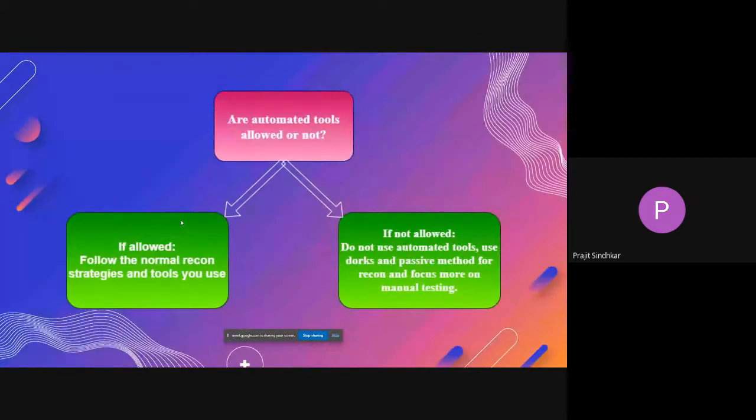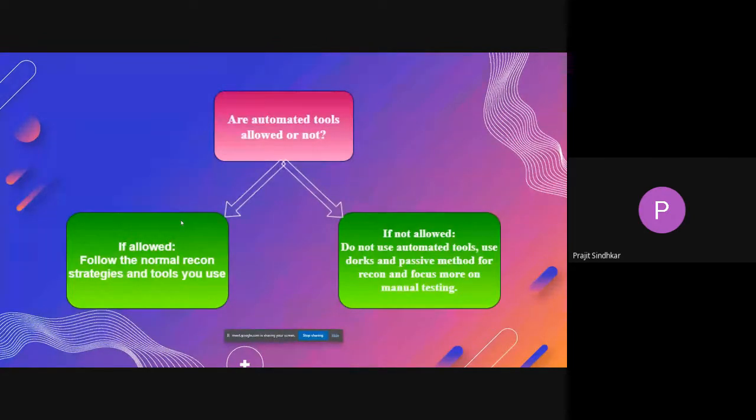The next question is, are automated tools allowed or not? Many programs do not allow automated tools, because automated tools definitely make noise on the server, and some of the target servers won't be able to handle that much noise. That is the reason why some of them have kept them not allowed. But since you know that our recon part is based on automated tools for gathering information, as well as exploiting some of them, it would basically be a big hindrance in finding bugs.